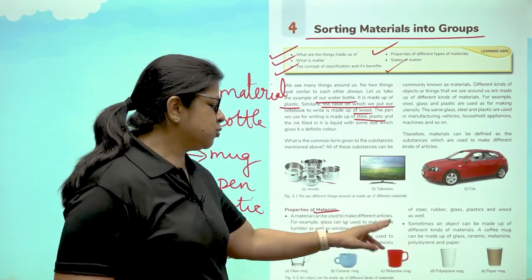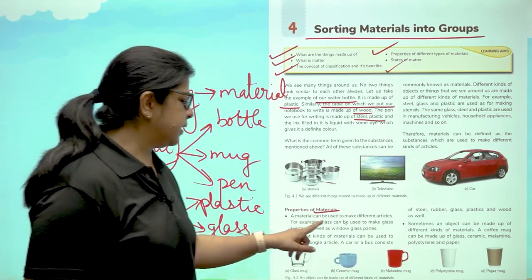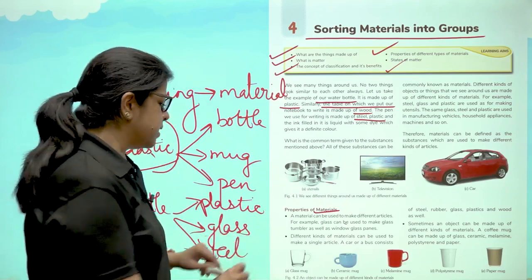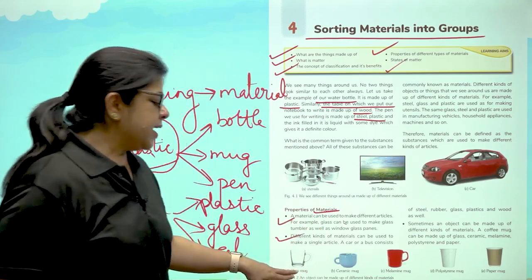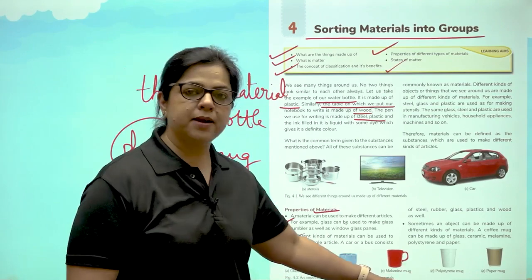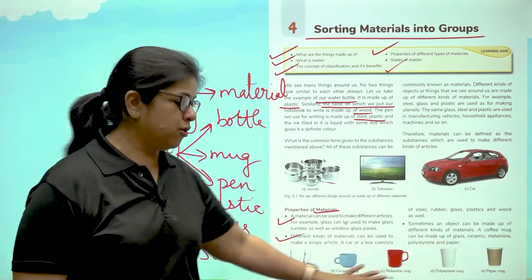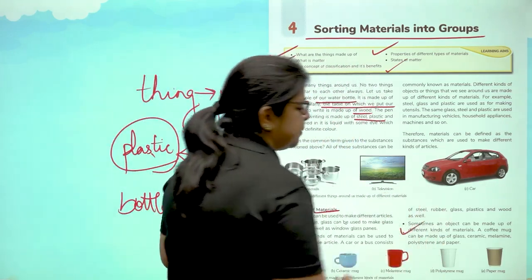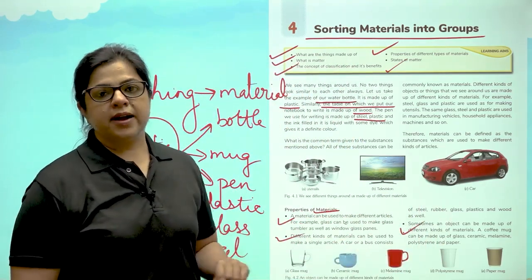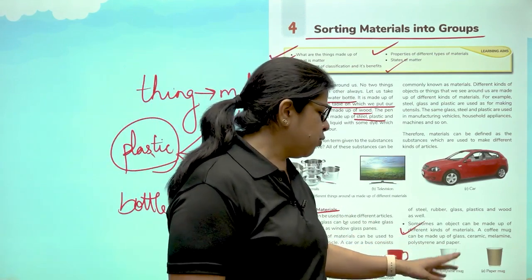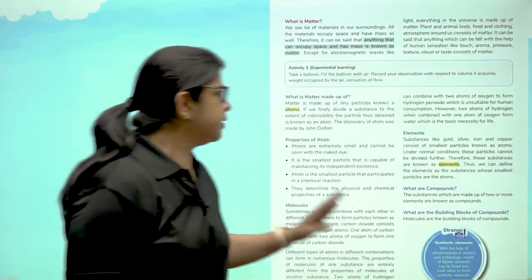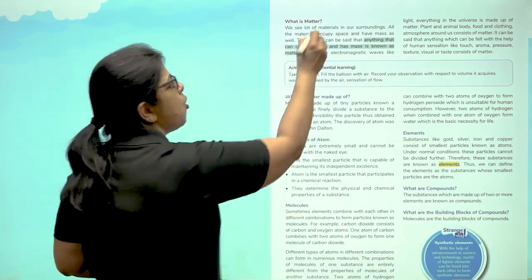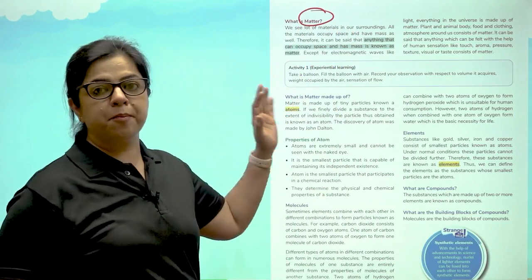A material can be used to make different articles. Glass can be used to make a glass tumbler as well as window glass panes. Number 2, a glass mug, a ceramic mug, a melamine mug. That means the same object can be made of different materials. And sometimes an object can be made of different kinds of materials also. So we have a styrofoam cup and we have a paper cup. So all these things that we are talking about, all these materials are matter.